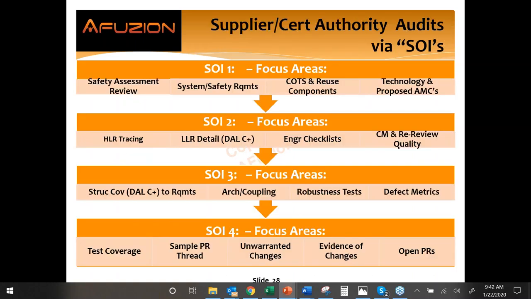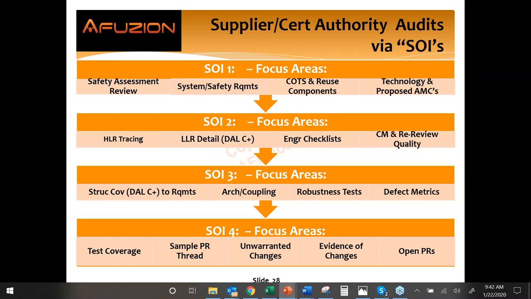Okay, so what do we focus on? Well, the documentation isn't clear. SOI used to be codified. The FAA and EASA gave us the job aids, but those were taken down because industry and auditors were using them as checklists. That was not the intent. So they're no longer available. We can send you a copy if you want, the old ones.